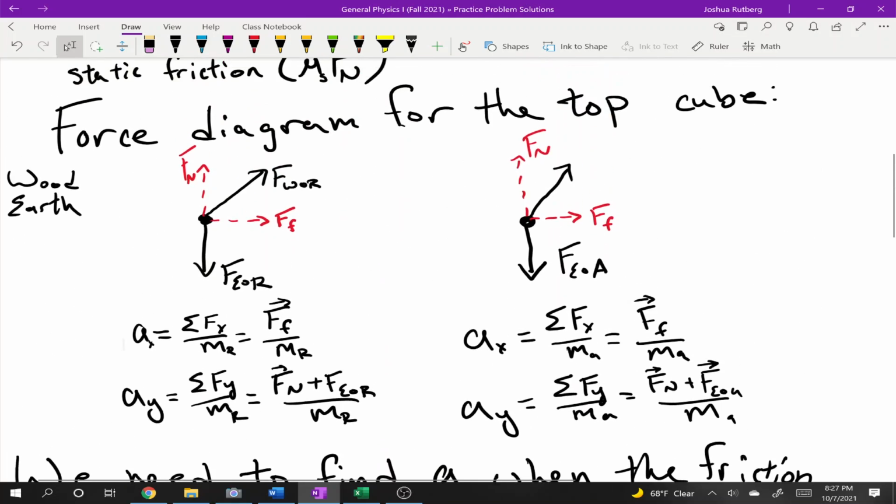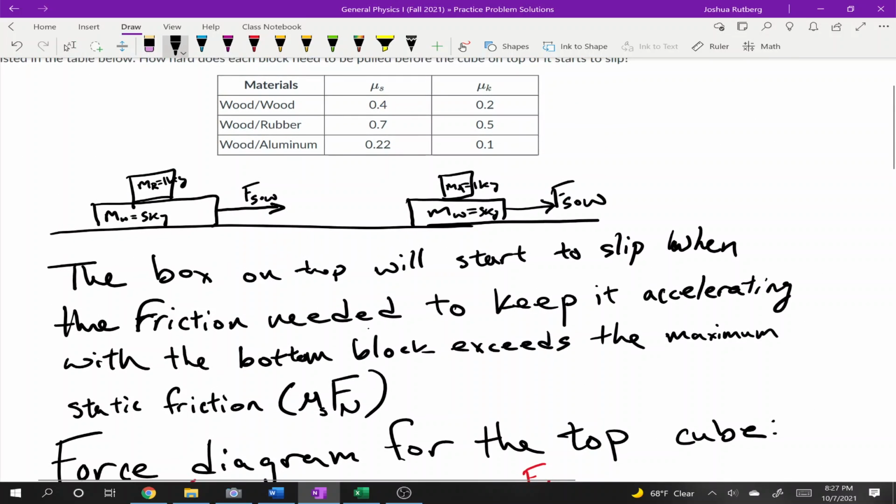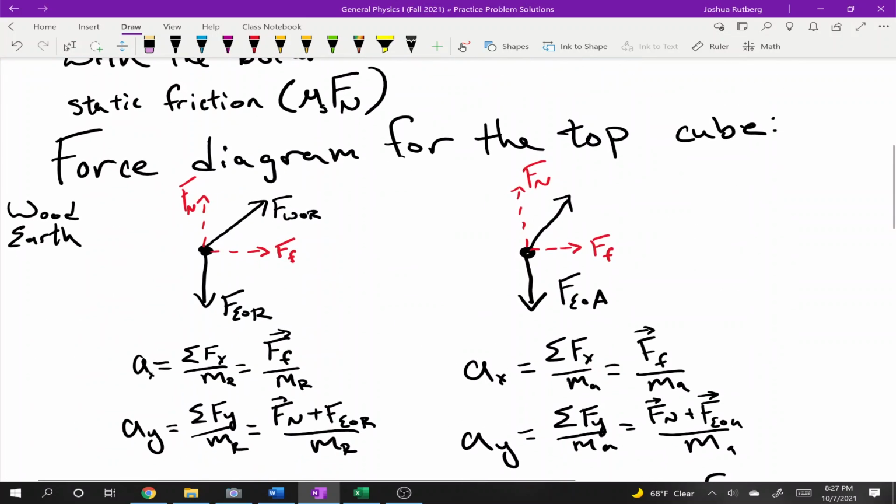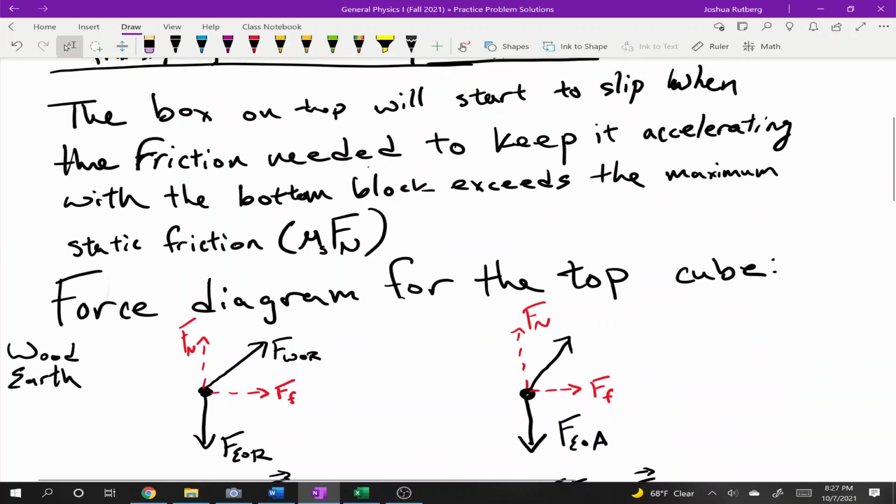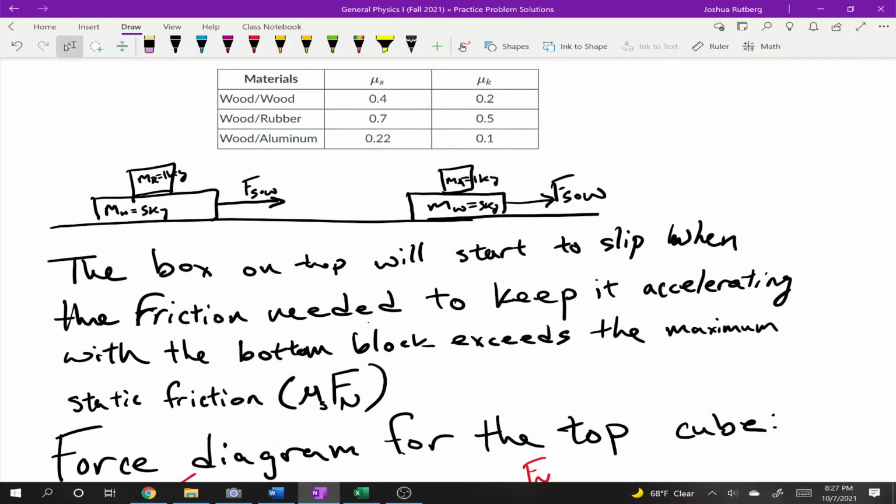So what I want is that force. And notice that I can't get that from just the force diagrams that I've drawn, because I've only drawn the force diagram for the cube on top, and the string is not pulling on the cube on top. So I could draw a force diagram for the wooden block on the bottom. But that's a little bit more complicated. I'll do it for evaluation and so you can see it.